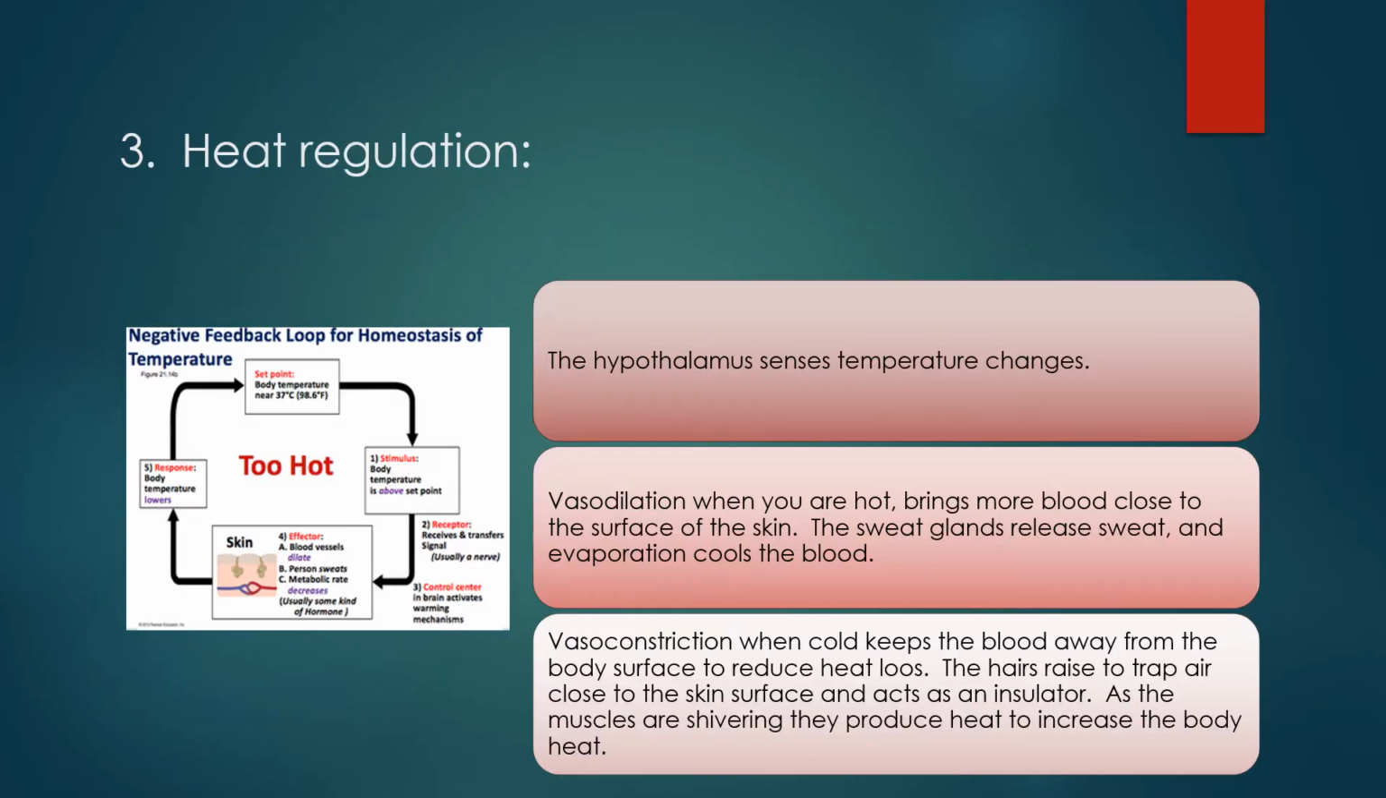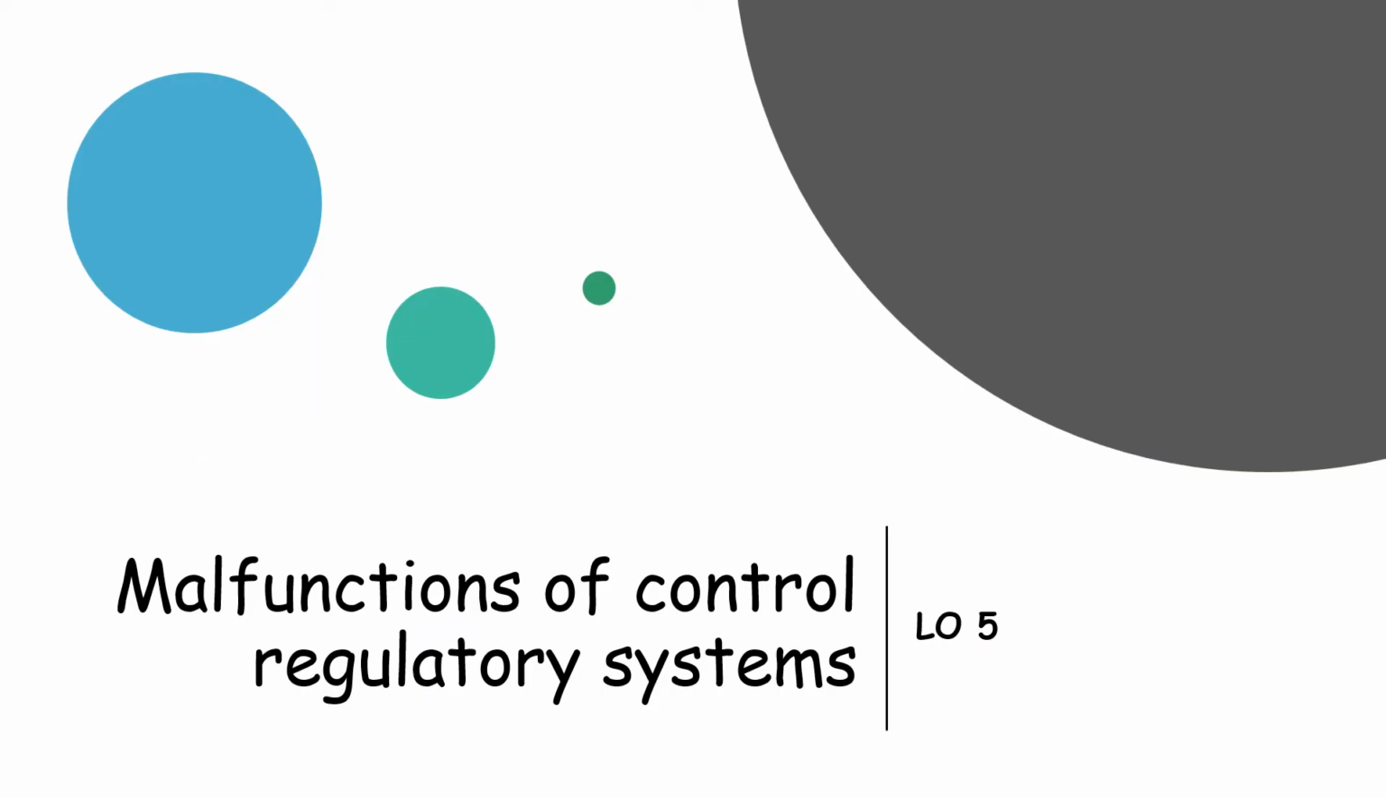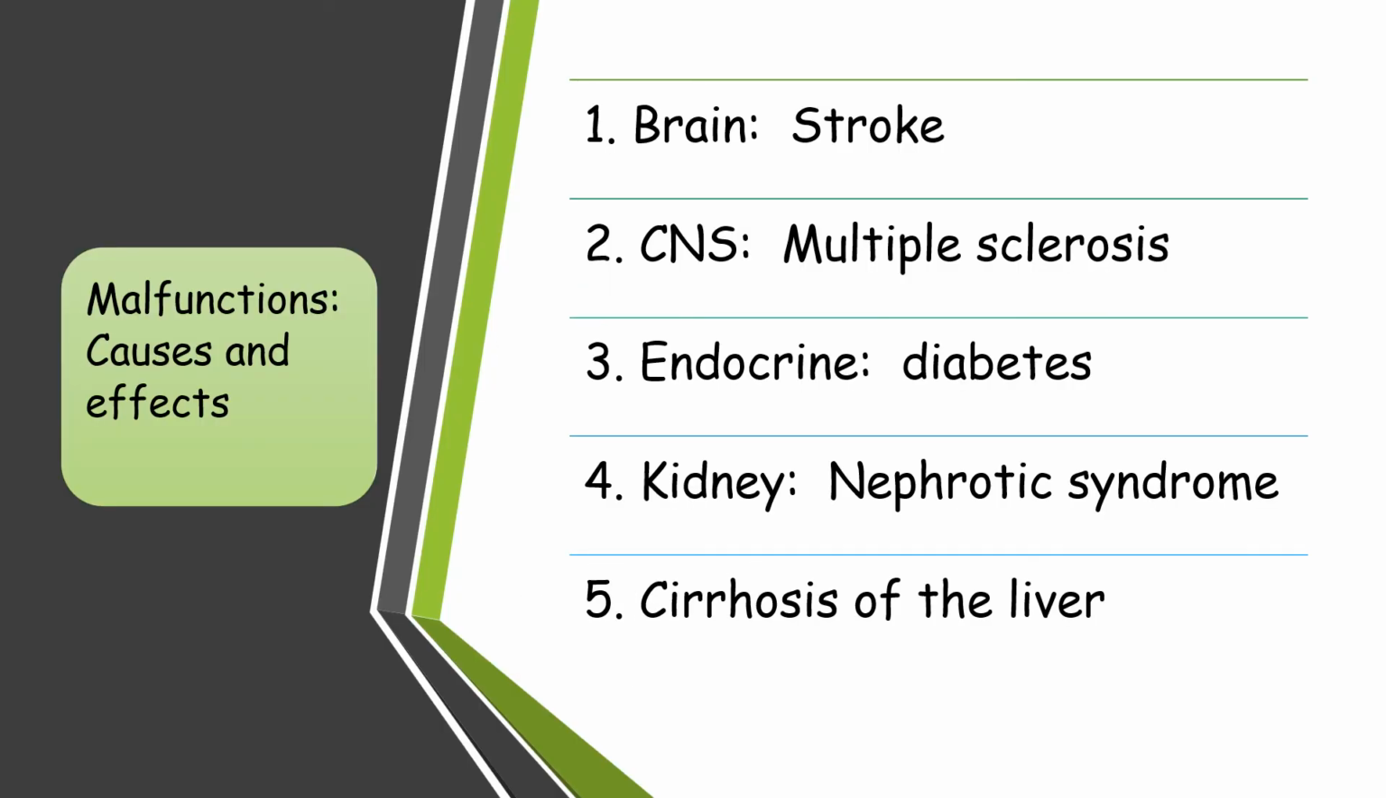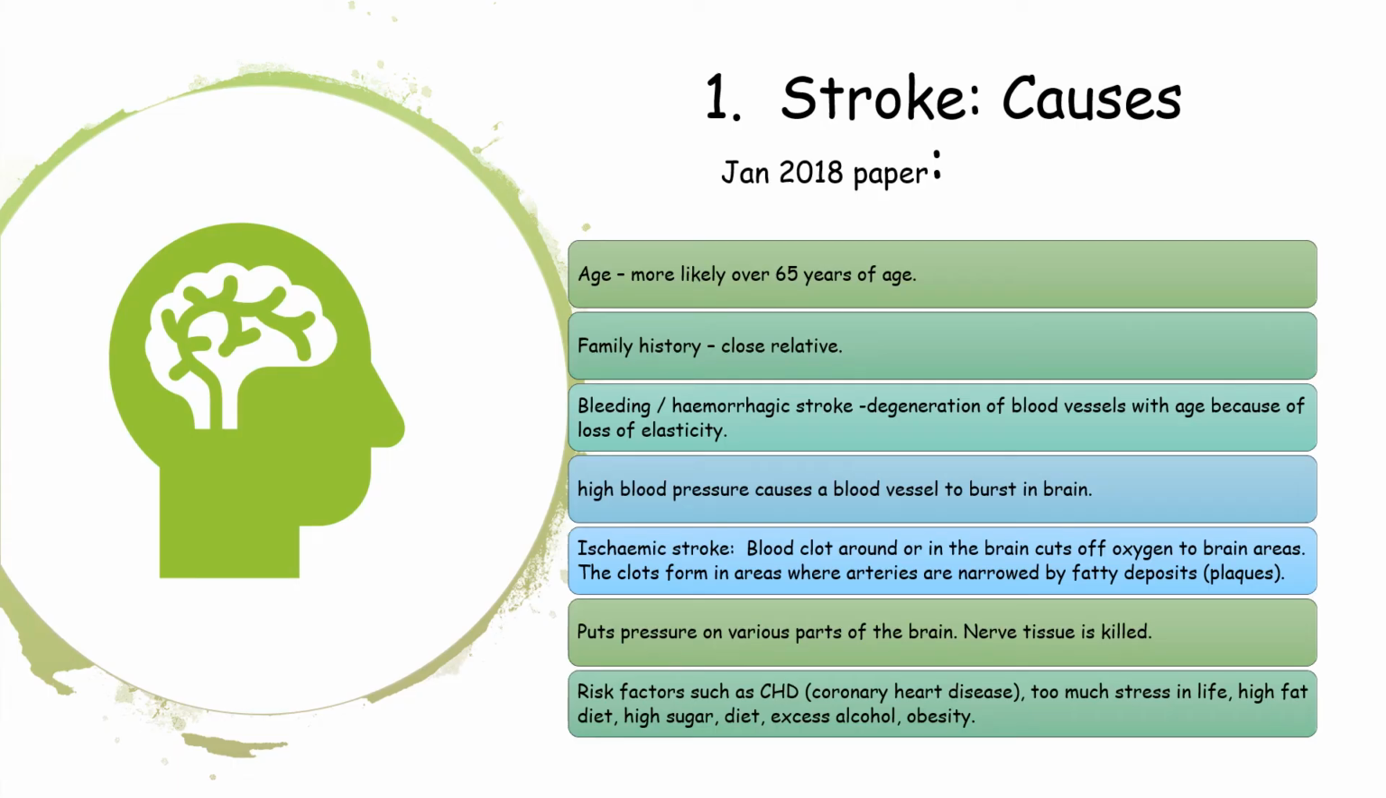Our body controls heat by sensing the temperature changes. Vasodilation, when you're hot, brings more blood close to the surface of the skin to cool it down. Sweat glands release sweat, and evaporation cools the blood. Malfunctions of control regulatory systems. Malfunctions most common in the brain are a stroke. In the central nervous system it is multiple sclerosis, in the endocrine system it is diabetes, in the kidney it is nephrotic syndrome, and cirrhosis of the liver is the final one. A question in the January 2018 paper asked what was the cause of stroke.